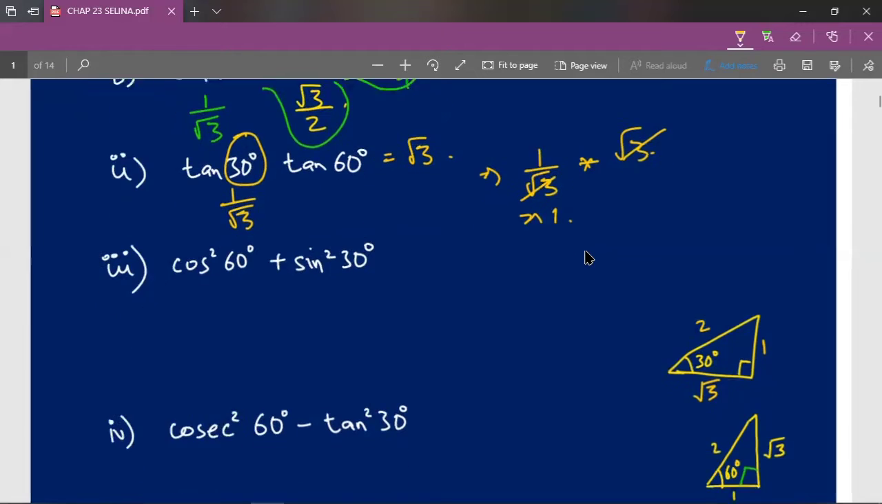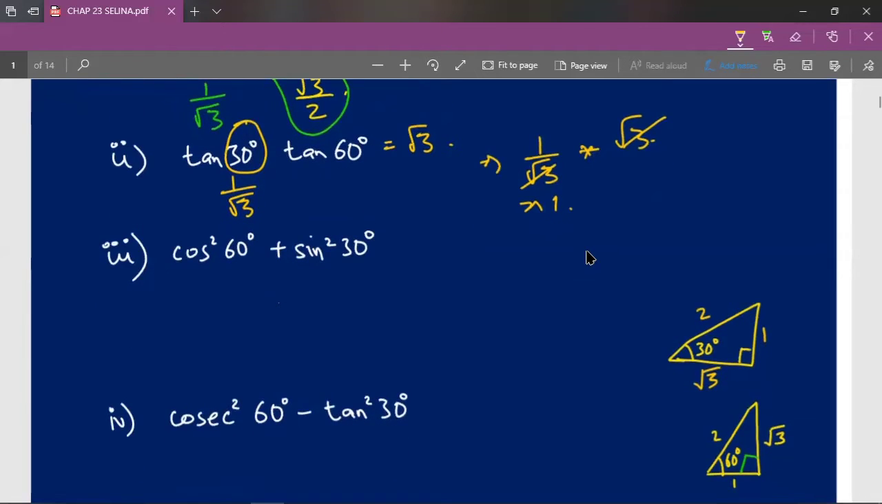So by that, we'll move on to our next question, that is cos square 60 degree plus sine square 30 degree. Now, there's no need to panic. There's no need to get worried, because this question is really easy, and I'll tell you how. So cos square 60 degree plus sine square 30 degree.